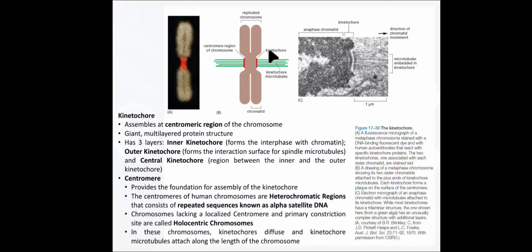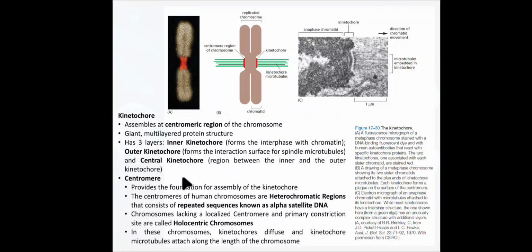The kinetochore assembles at the centromeric region. Here you can see the kinetochore, which is present at the centromeric region. It is a giant multi-layered protein structure. It has three layers: the inner kinetochore, which forms the interface with chromatin; the outer kinetochore, which forms the interaction surface for spindle microtubules; and the central kinetochore, which is the region between the inner and the outer kinetochore.